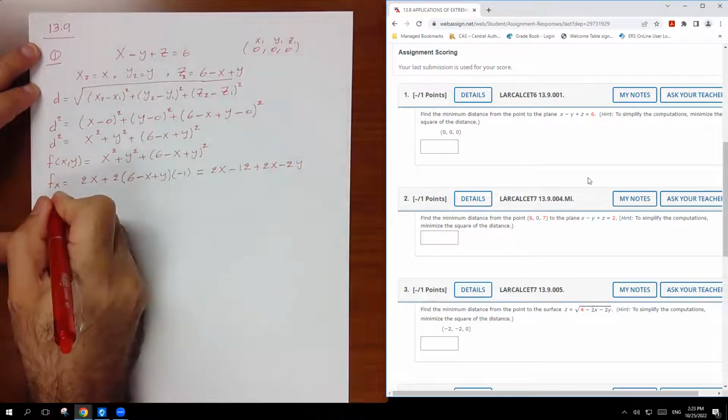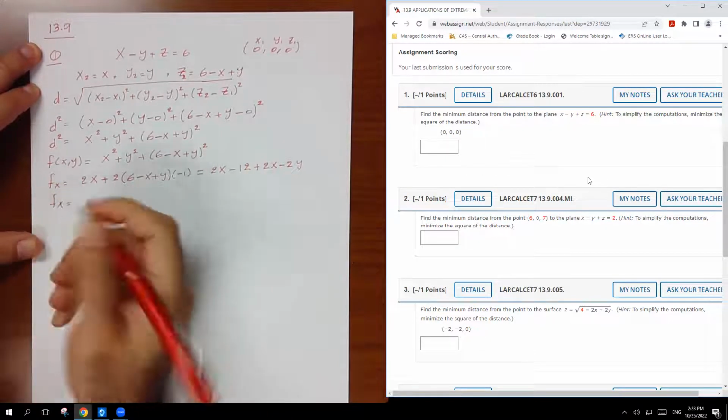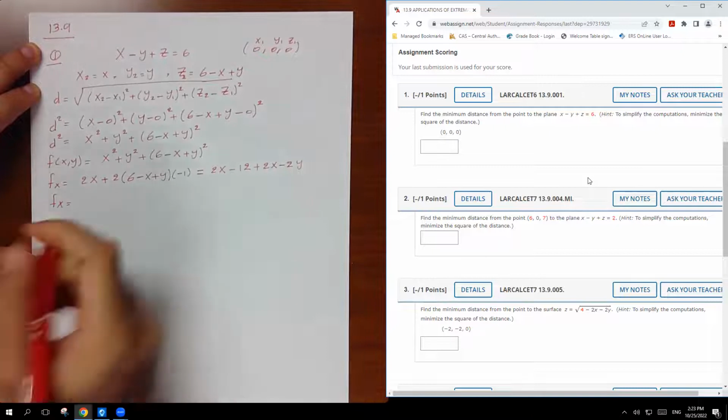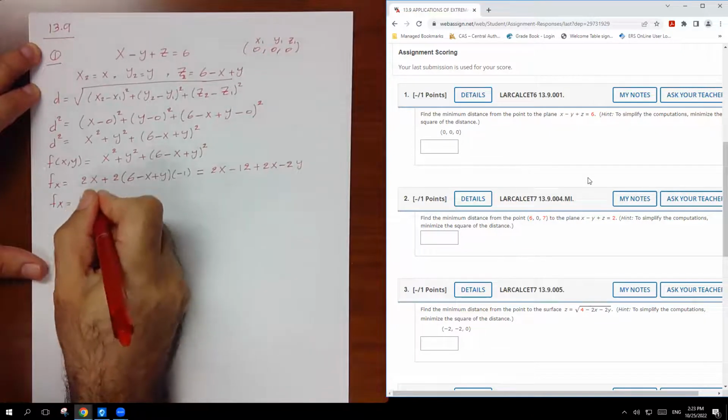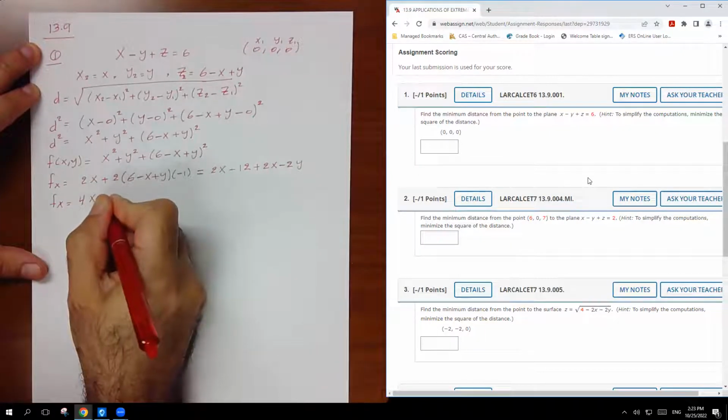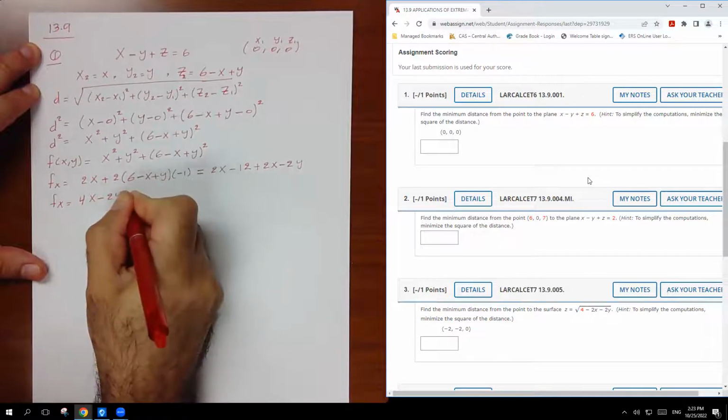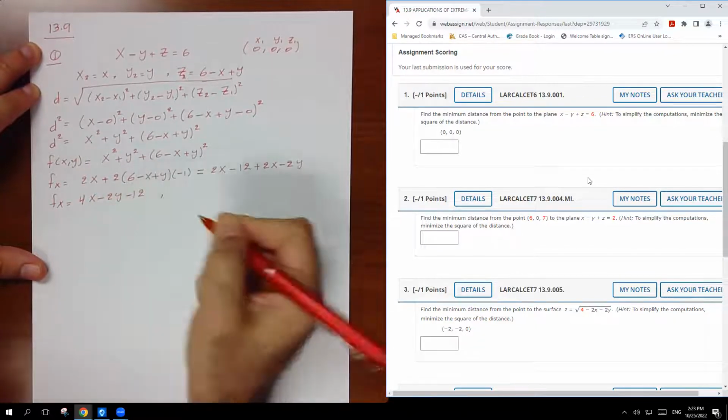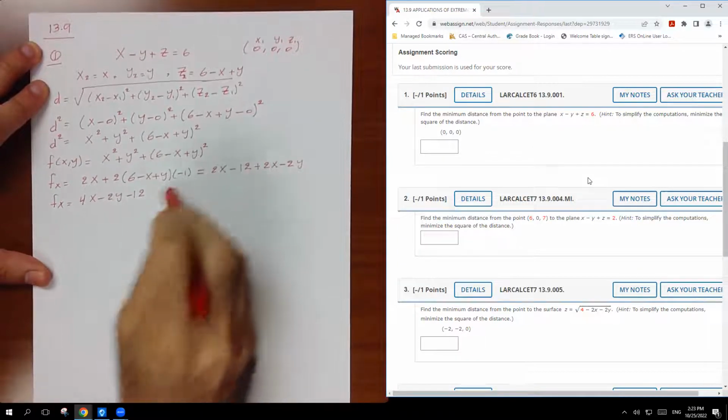That means f sub x is going to be equal to, combining the like terms, 4x minus 2y minus 12, and that's it. This is f sub x.